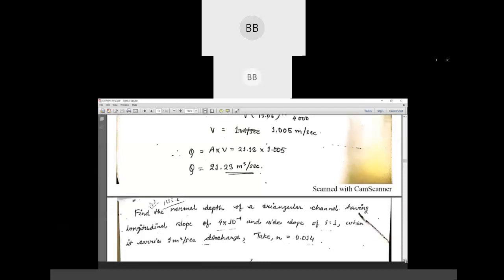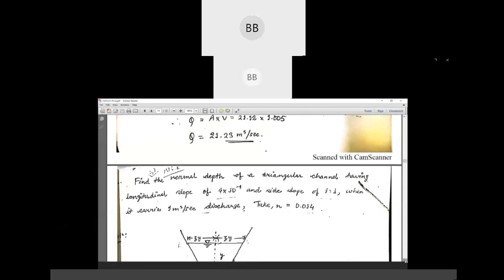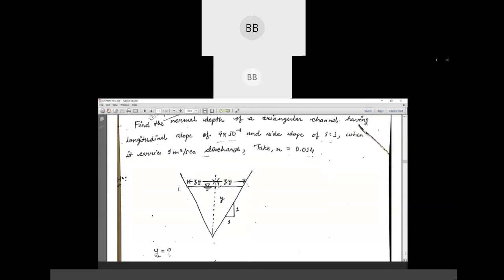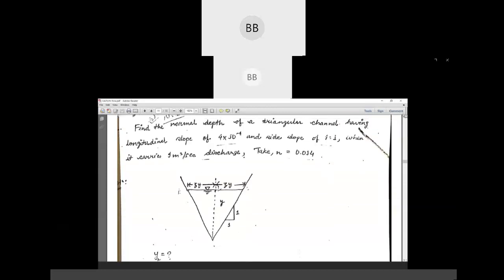Okay, so I think it's over. So we are going to the next numerical. Okay, next is for triangular channel. Next question is: find the normal depth of a triangular channel. That is, we need to find out the depth of flow, having the slope of 4 into 10 to the power minus 4.